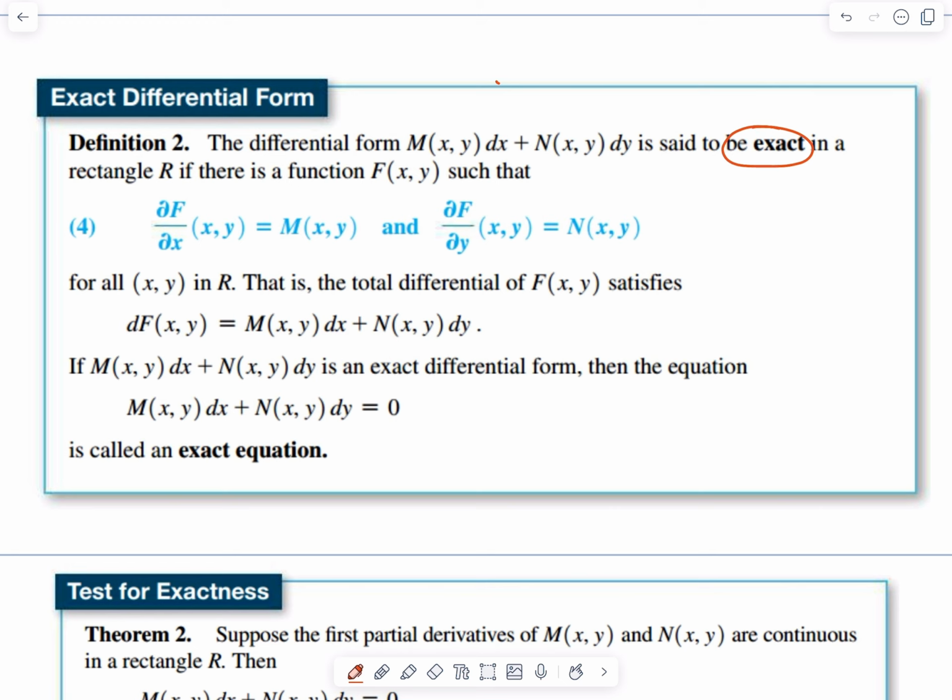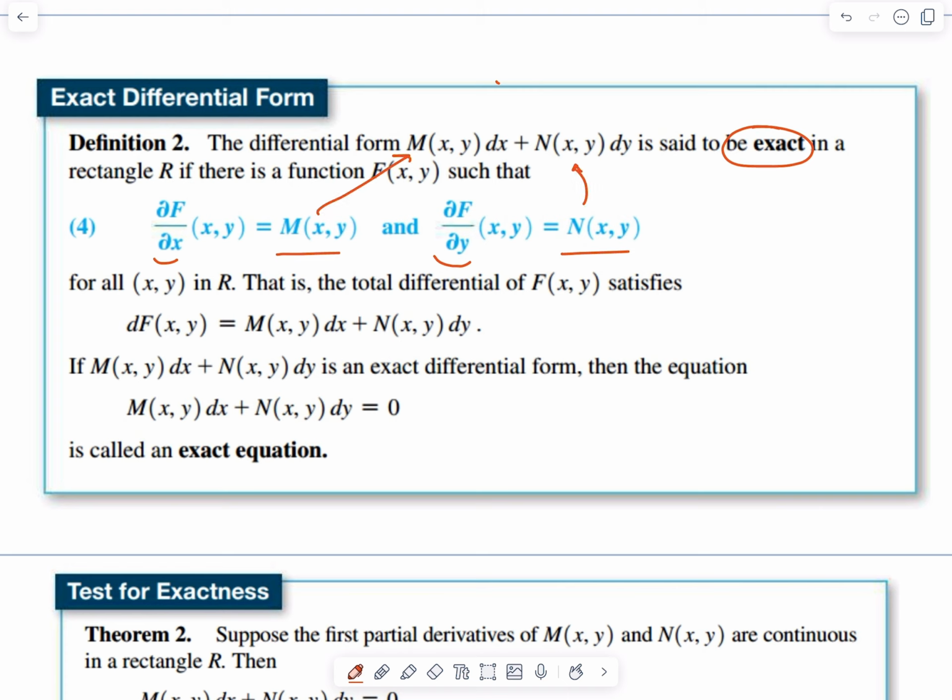if there is a function f of x, y such that the partial derivative of f with respect to x is equal to M, and the partial derivative of f with respect to y is equal to N, these two functions up here.